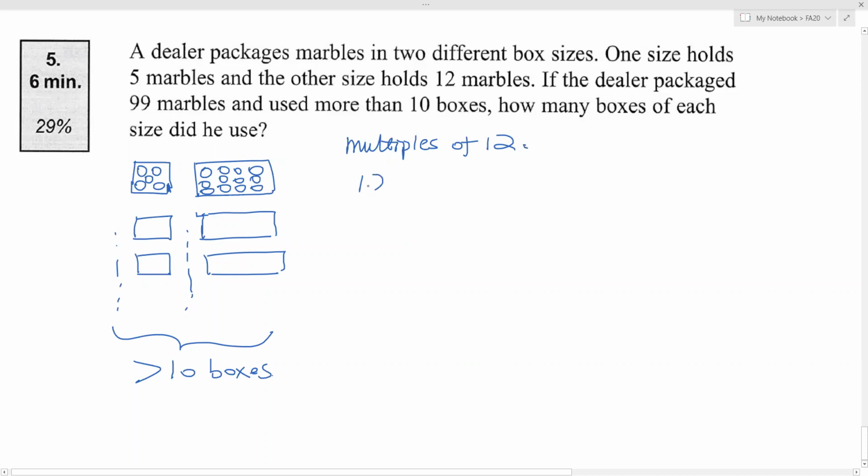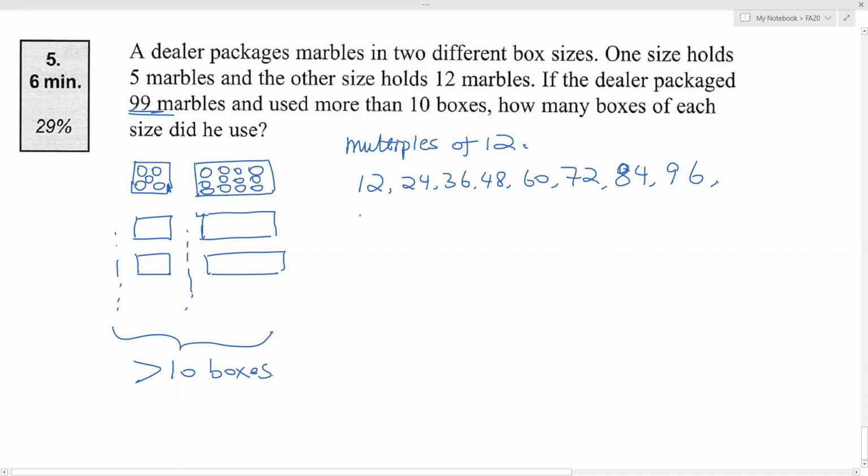Multiples of 12, it goes like this: 12, 24, 36, 48, 60. What's the next? 72. What's the next, guys? What's the next? 84 and 96. Because we know that there are only 99, and we can stop here. Okay, we can stop here because the next one would have exceeded that 99.